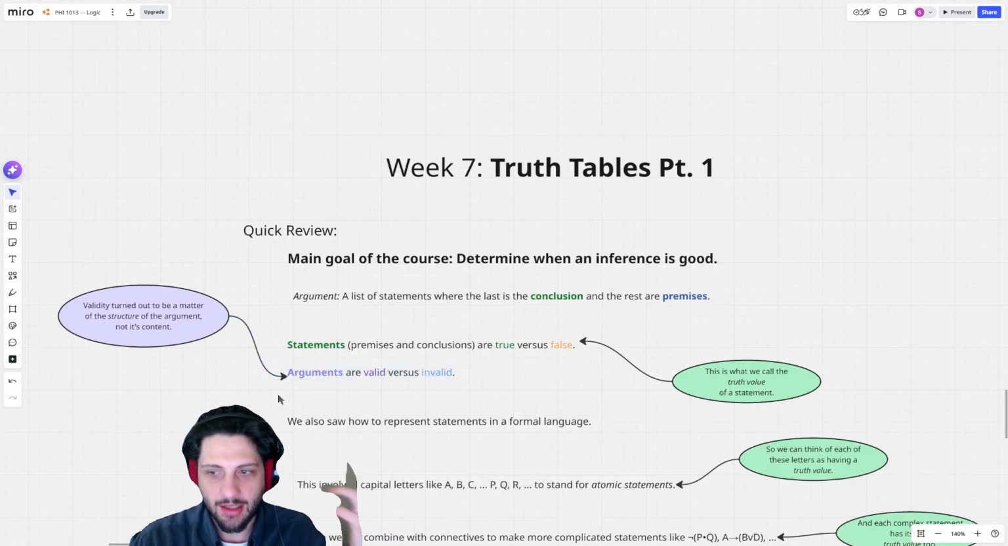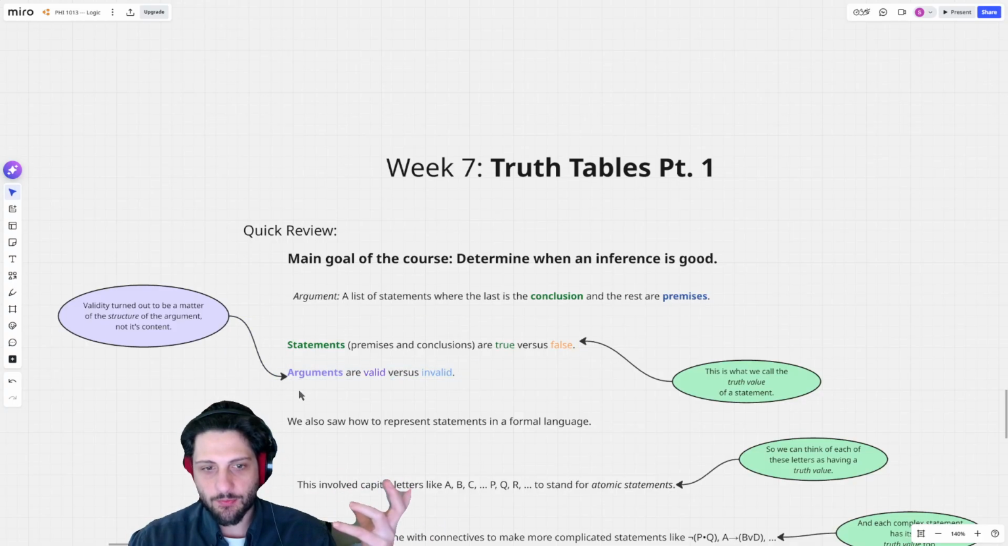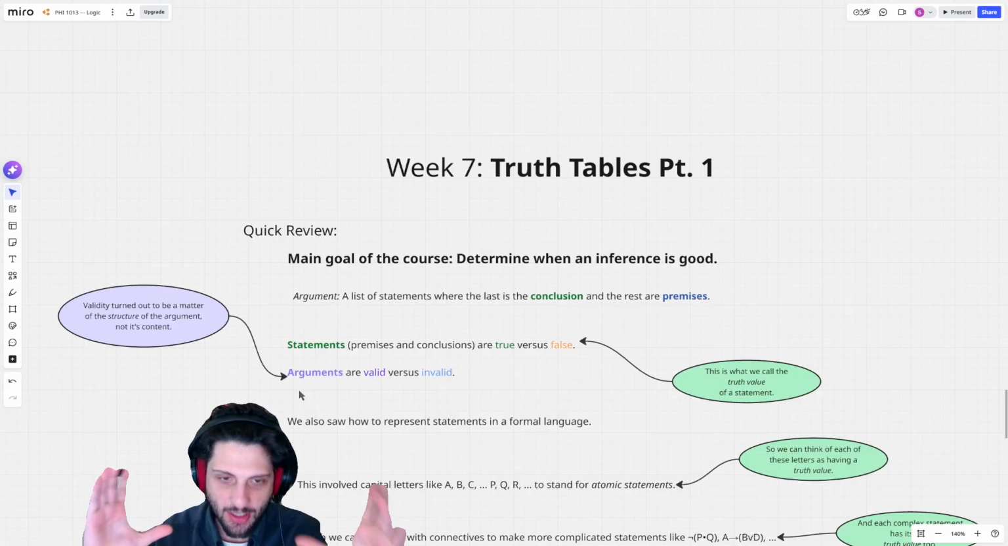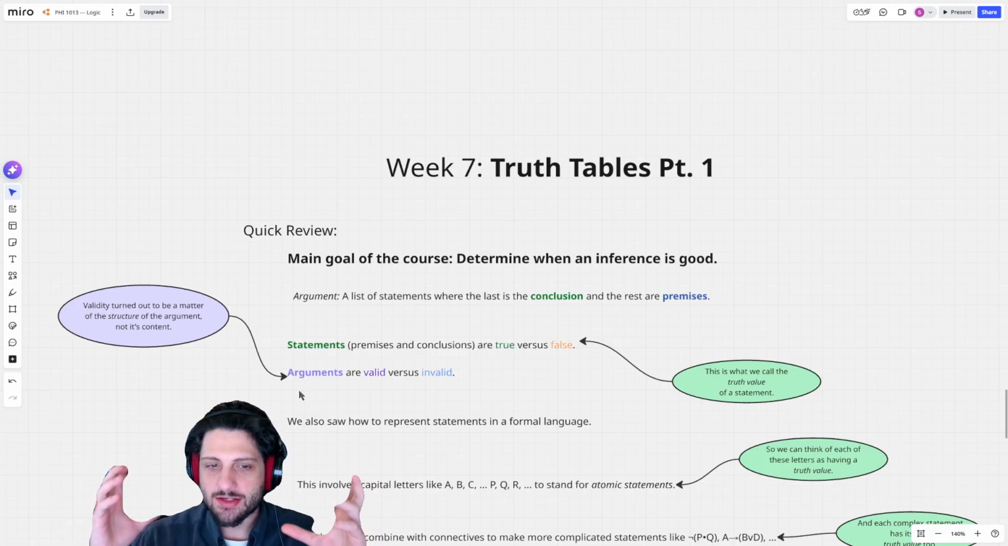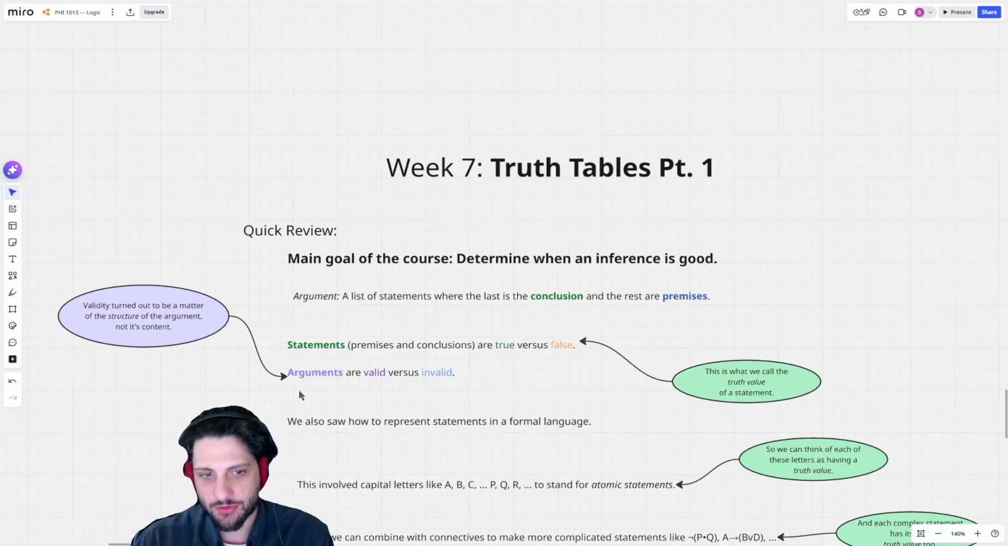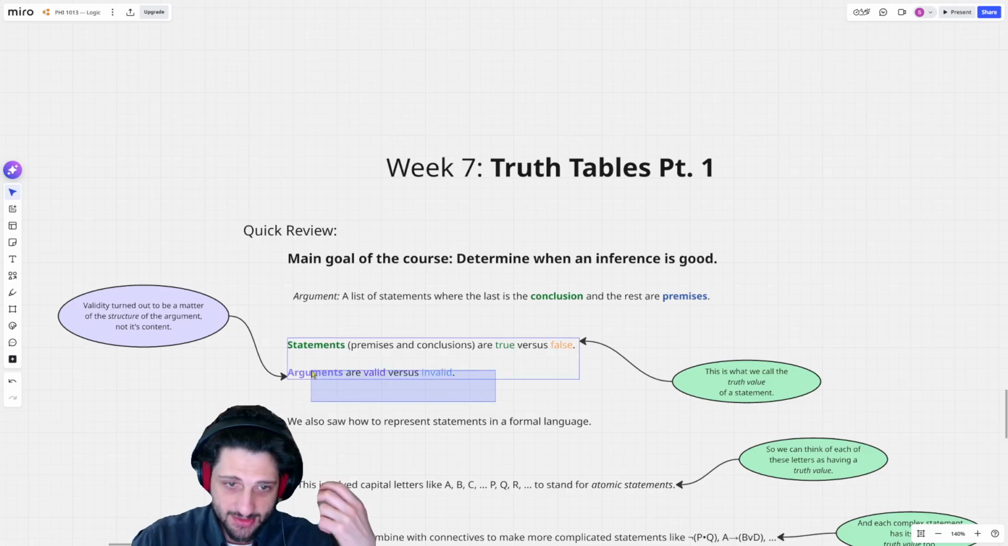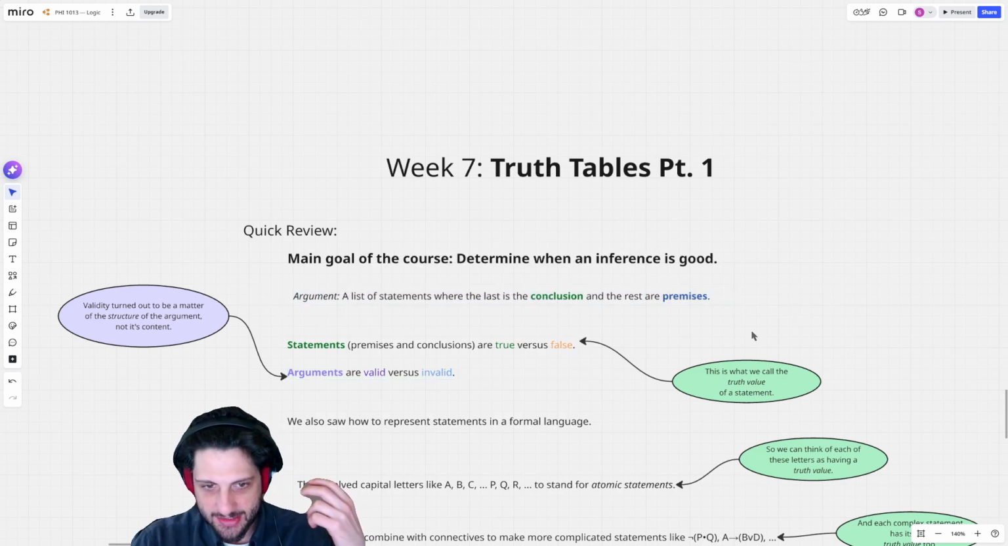One of the main questions we need to ask is: if the premises were true, if I did accept the premises, would I have to accept the conclusion? Is the conclusion entailed by the premises? And one of the things we talked about was that an argument is a list of statements, so we wanted to differentiate.